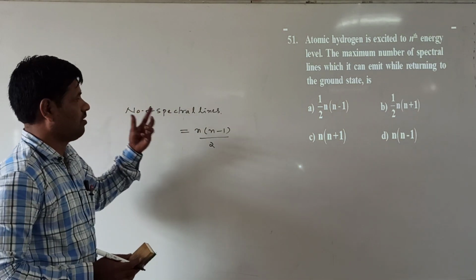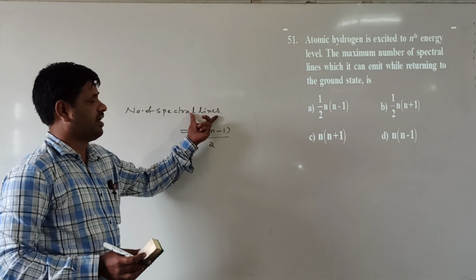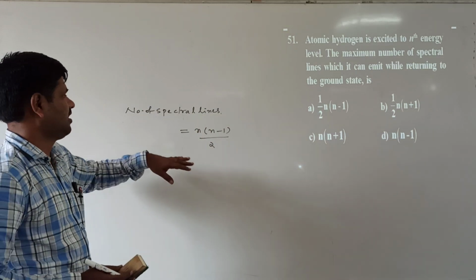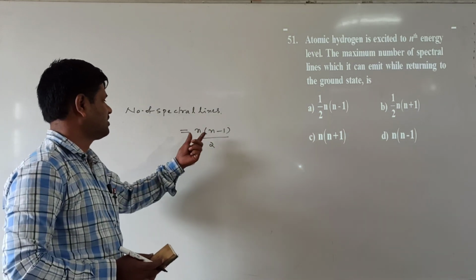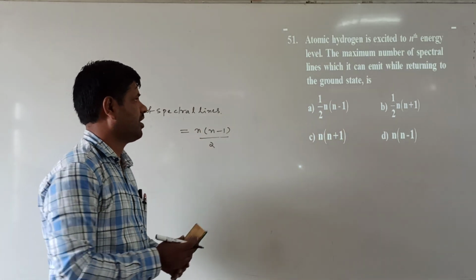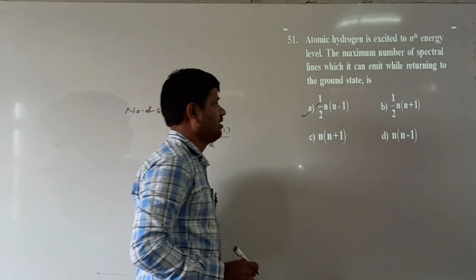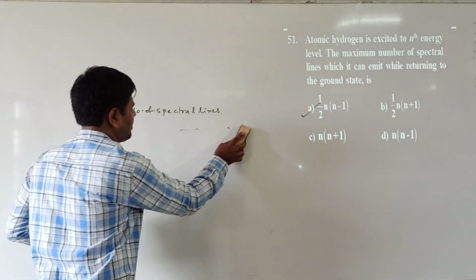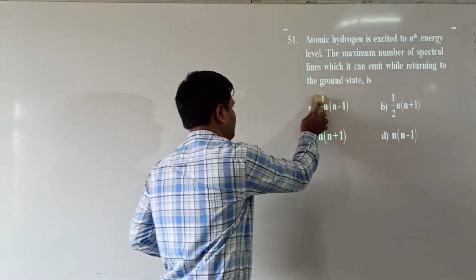That is another formula for finding the number of spectral lines when another state is coming here. When coming to the ground state, which formula is there here? n into n minus 1 by 2. Here which option is correct? A option is correct. The number of spectral lines is n into n minus 1 by 2.